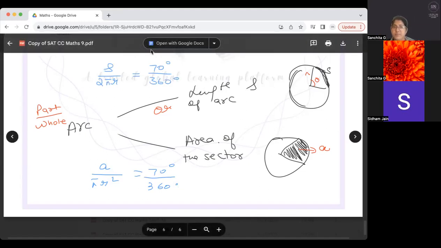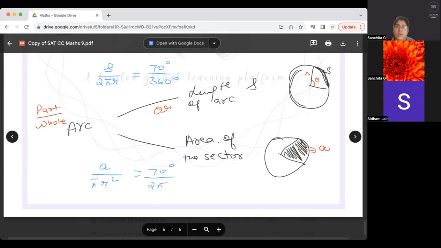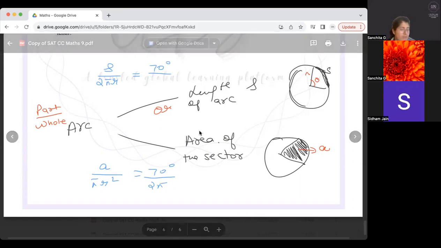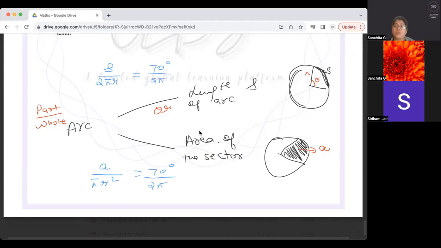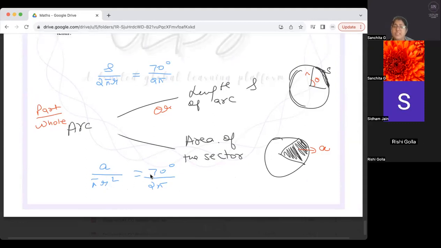Did you understand? So A over pi r square, I can just plug in pi r square. Let's put everything in radians here. So I have 2 pi, and in place of 360, I'll put 2 pi. That's it. This is my shortcut. This is how I'll solve the questions. A over pi r square is equal to 70 over 2 pi. I can solve for this. I have my radius as 10, correct? And theta is 70 degrees.